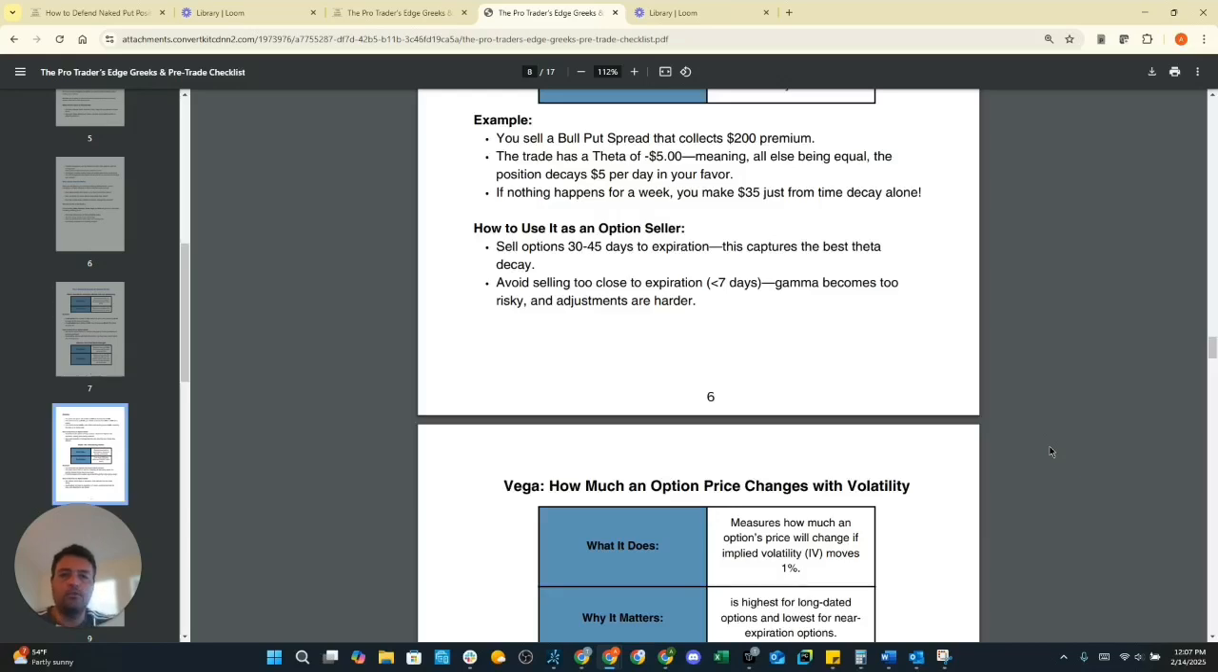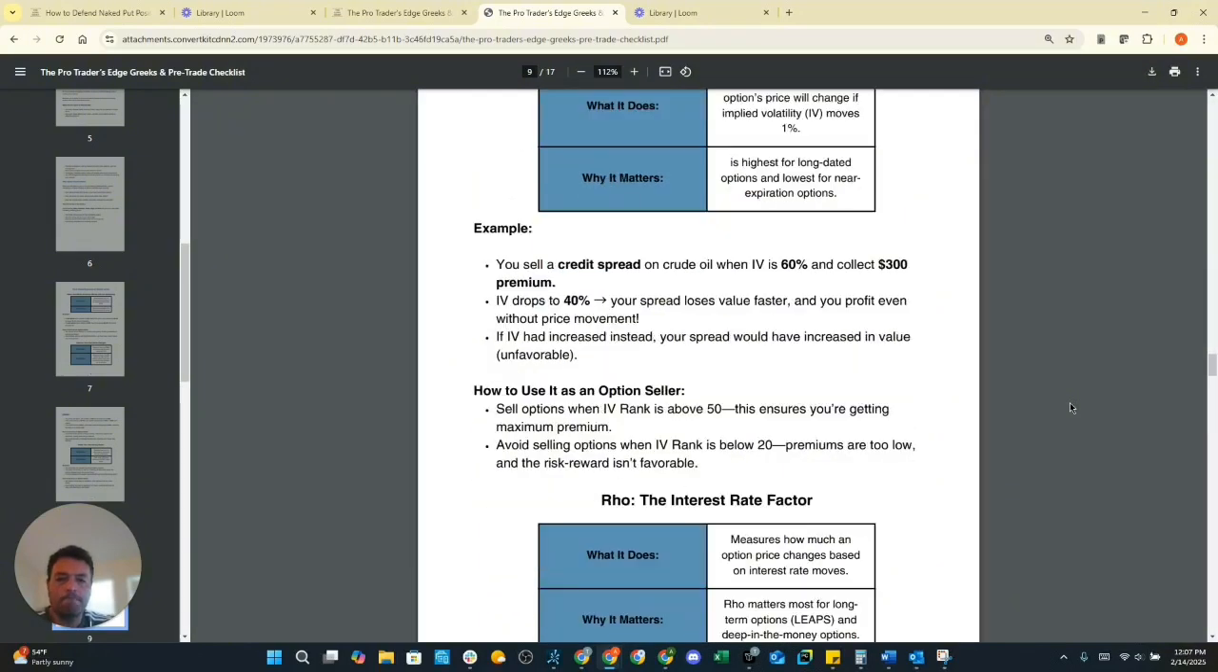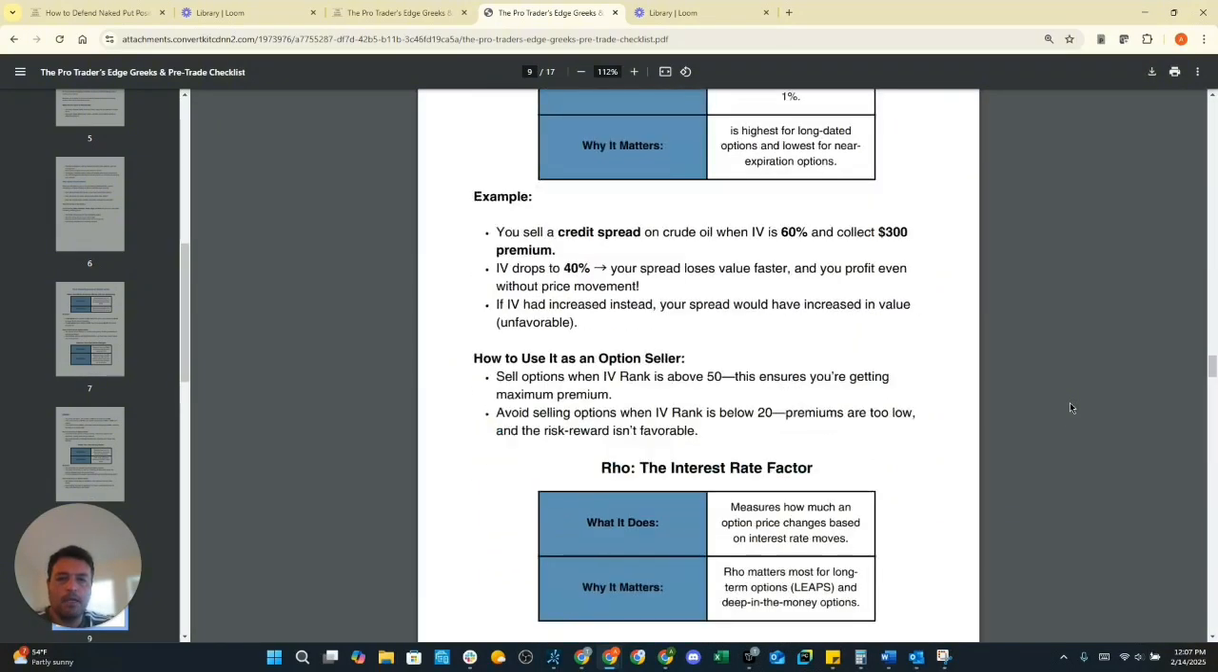Now here again, sweet spot is sell 30 to 45 days out. Do not sell close to expiration. It's a very long game. Option selling, you have to be very patient. It's like watching paint dry. Yes, that's what it is, but it makes you money, right?